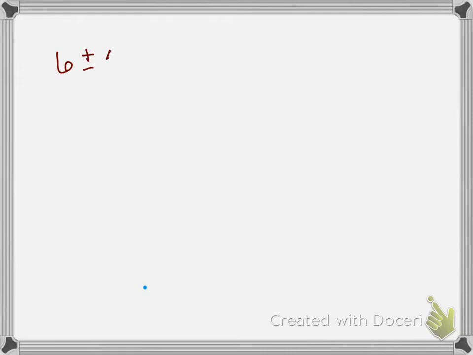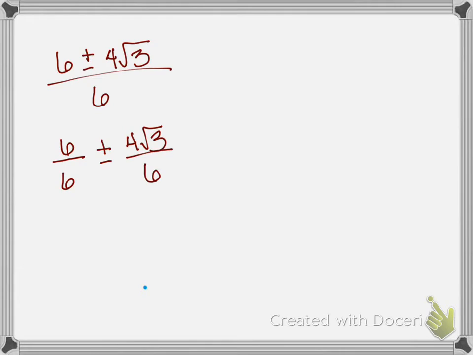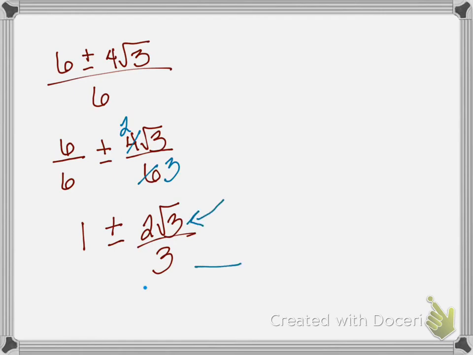Every once in a while, I'm going to go back to 6 plus or minus 4 root 3 over 6. I have students that like to do 6 over 6 plus or minus 4 root 3 over 6, and that's completely fine. So 6 over 6 is 1, so then I would have 1 plus or minus 2 root 3 over 3. Okay, and that's because a 2 goes into 4 twice, and a 2 goes into the 6 three times. Now, the 3 that's inside the square root and the 3 that's outside the square root cannot be simplified. And the reason is, to simplify it, they both have to be in or they both have to be out.